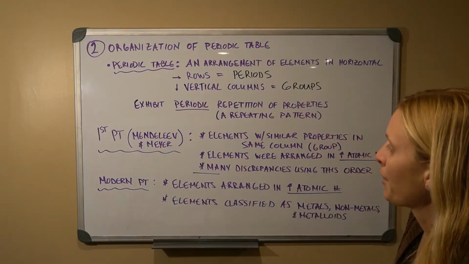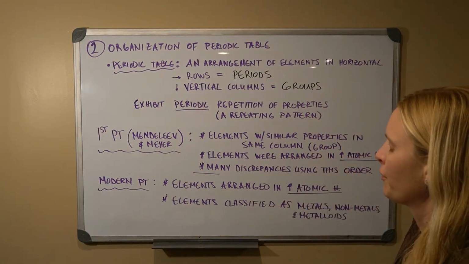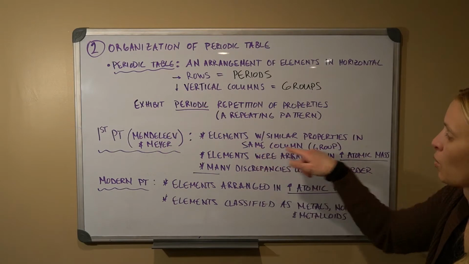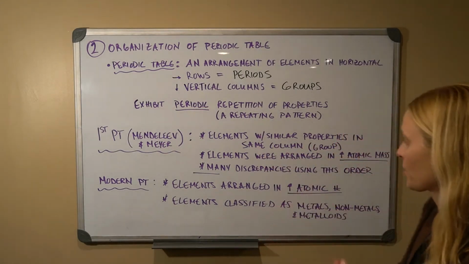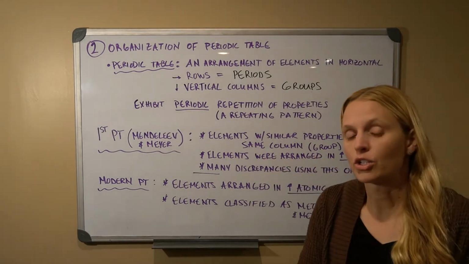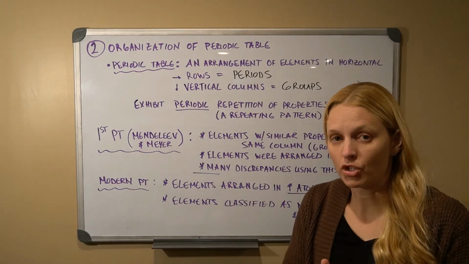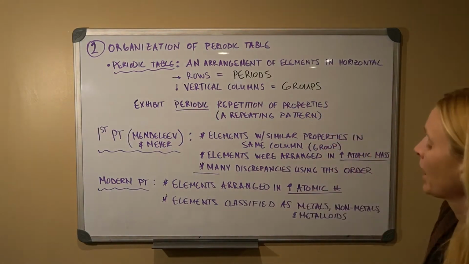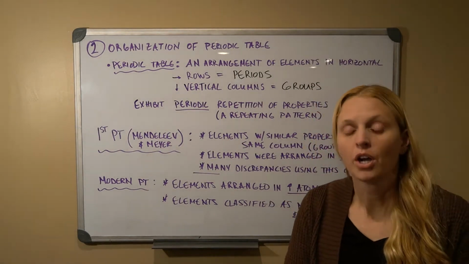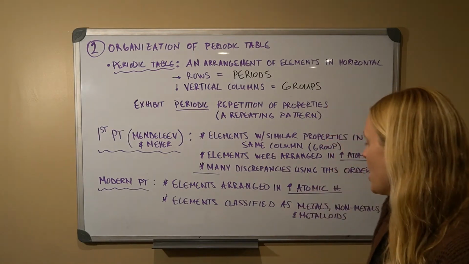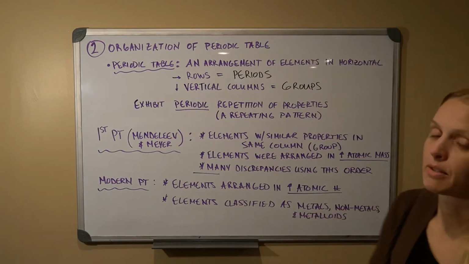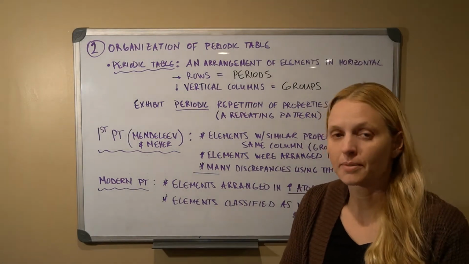The very first periodic table was organized by Mendeleev and Meyer, and the elements with similar properties were in the same column, the same groups, and the elements were arranged in increasing atomic mass. There were a lot of different discrepancies arranging them based on increasing mass. And so the modern periodic table arranges them by atomic number, the number on the periodic table for each element, counting up. The elements are classified as metals, nonmetals, and metalloids.